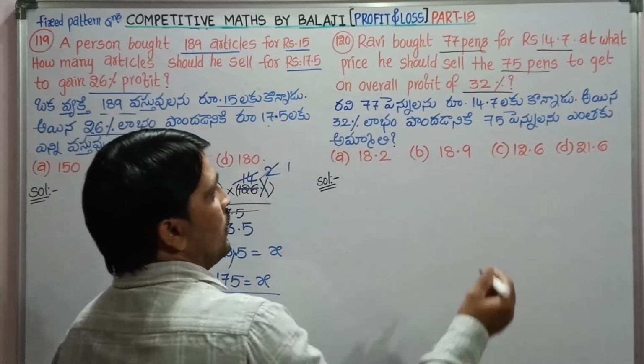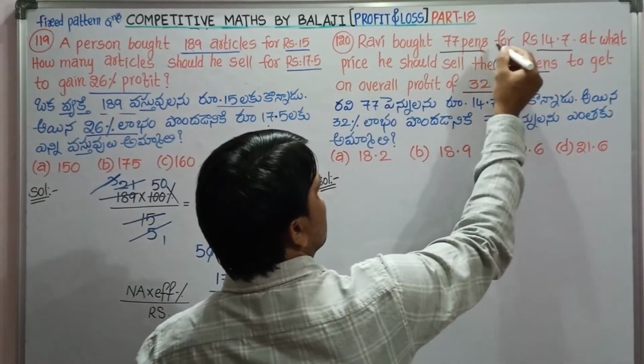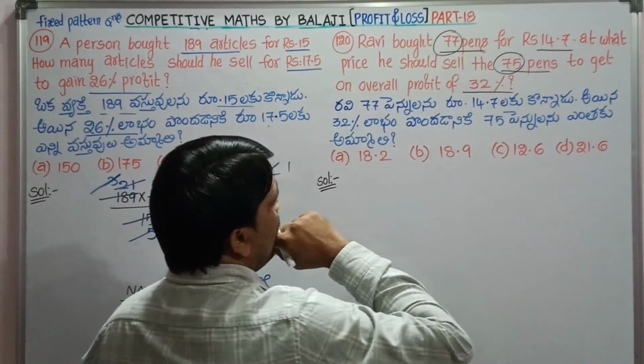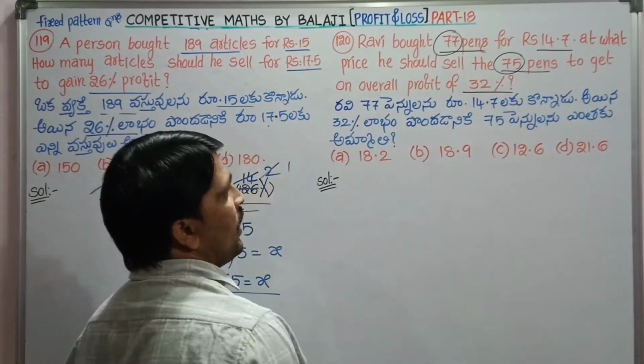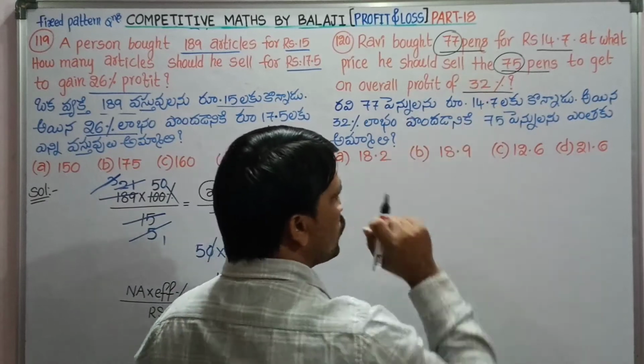Here the number of pens is given in each case, and we have to find at what price, that is the selling price of the 75 pens, to get 32% profit.